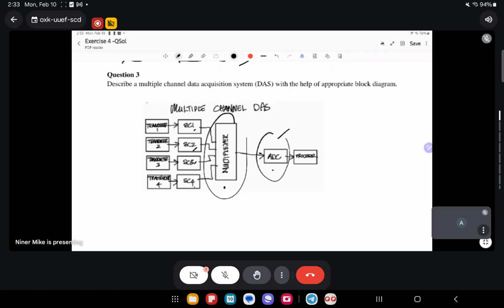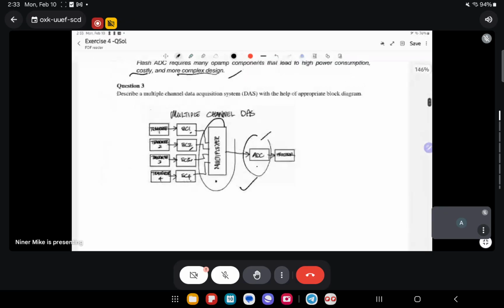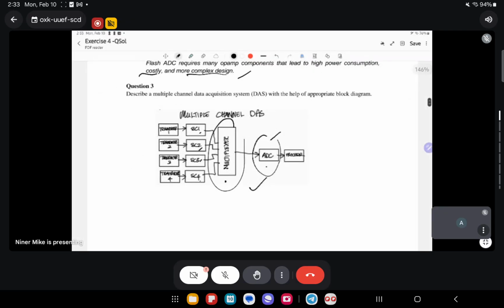This ADC must be fast enough. This multiplexer also must be fast, so that you can get every data in, even if you're not realizing it, you're measuring 4 transducers at one time. Okay, so this is the answer for the multiple channel data acquisition system.